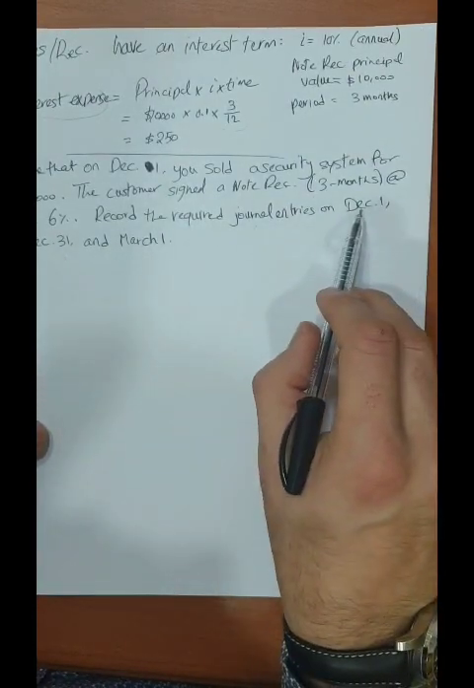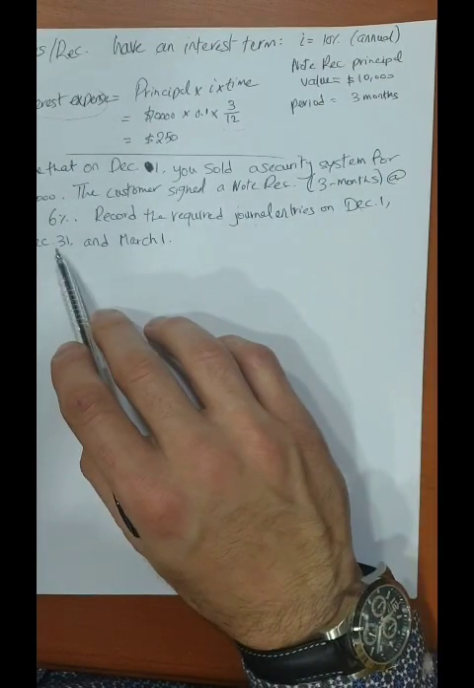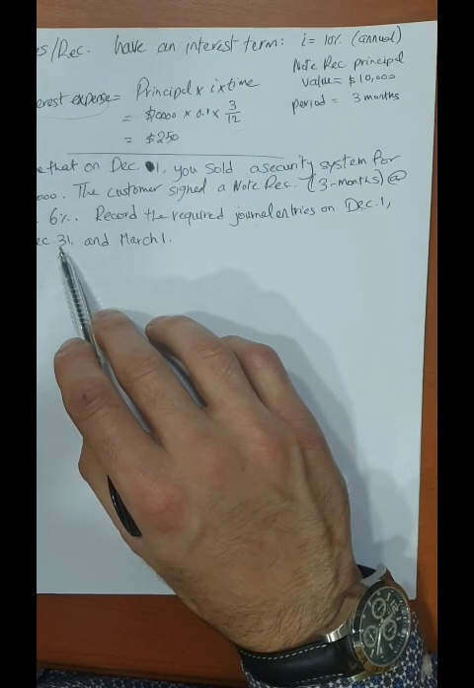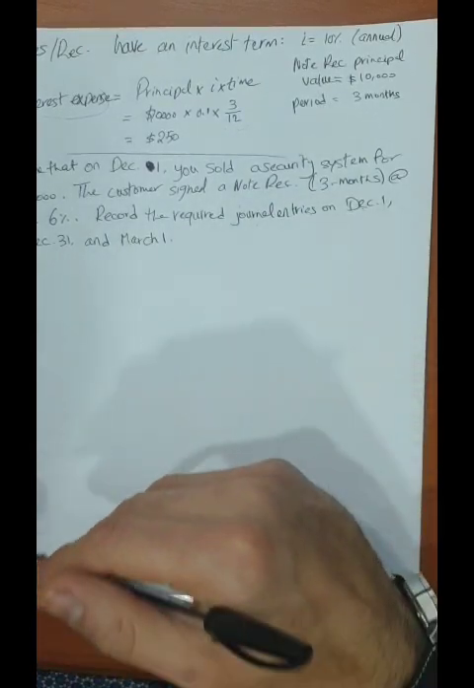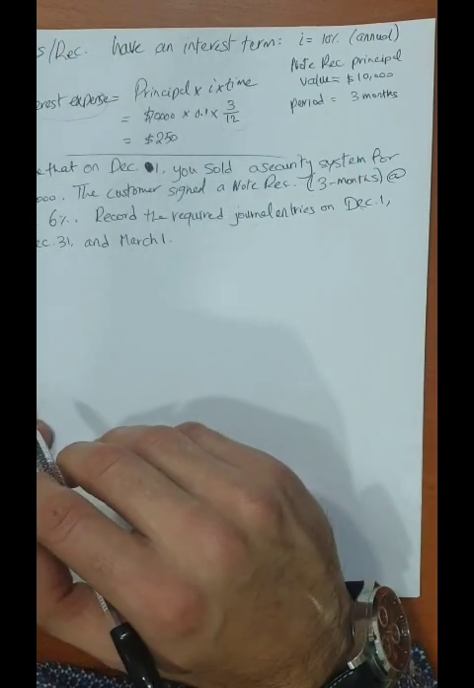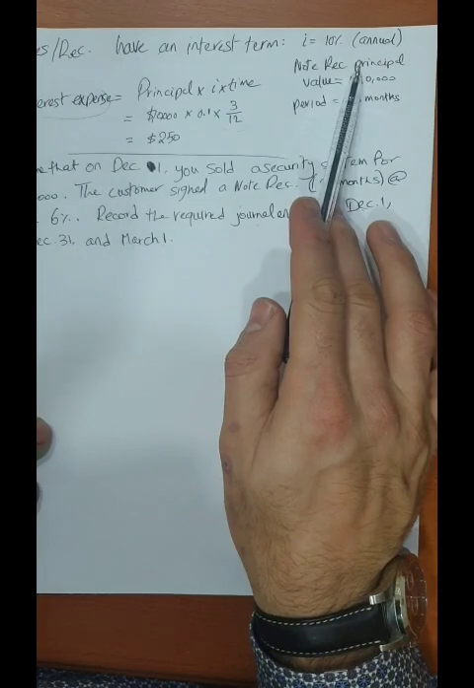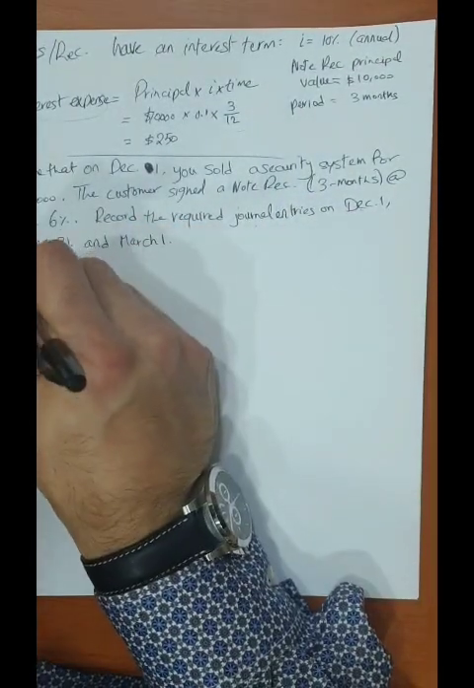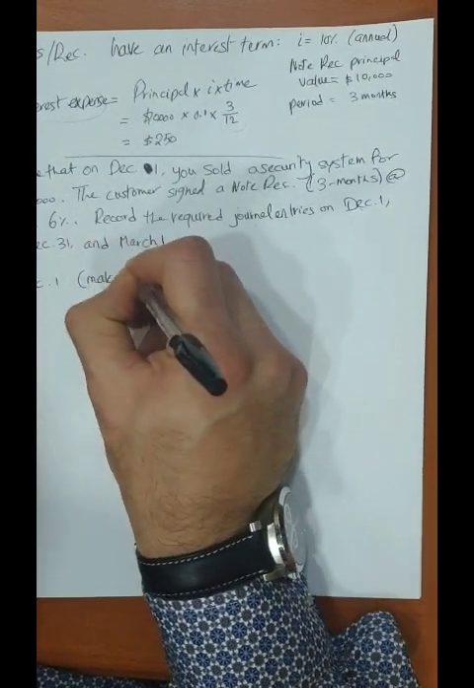On December 1, you made the sale, so note receivable and sales revenue. On December 31, you have an adjusting entry for the interest receivable, because here we are the suppliers. So you will receive interest, and it's not an expense. On March 1, you will collect the cash of the principal value of the note receivable and the interest payment. Let's see how to do this. So December 1, make the sale.